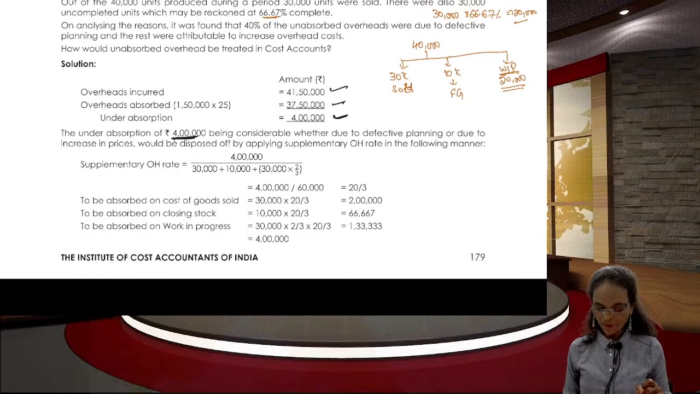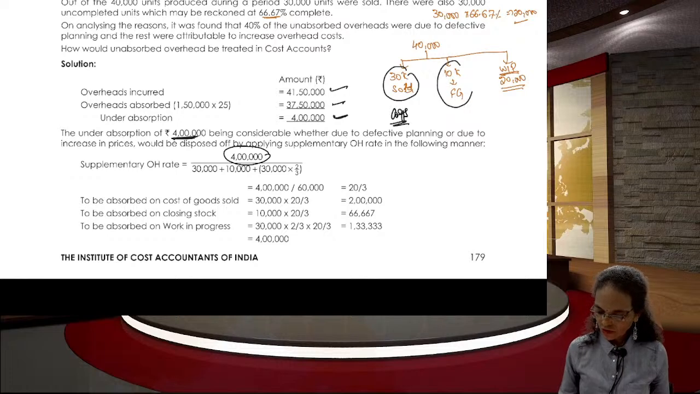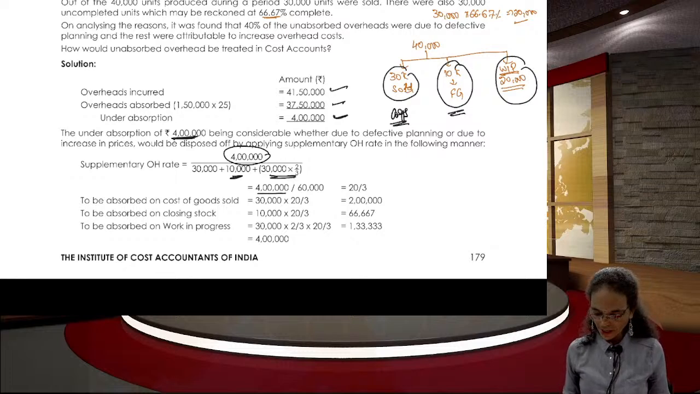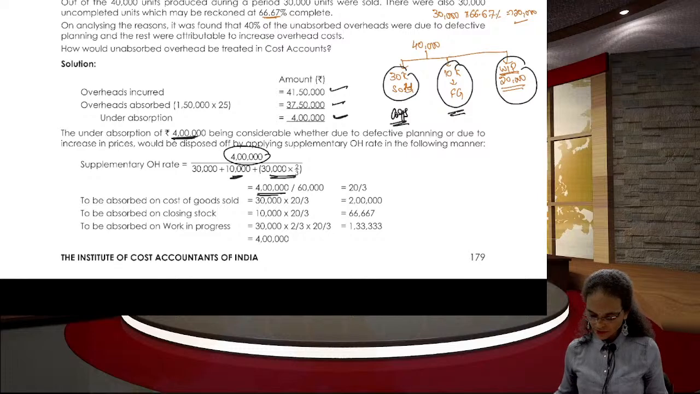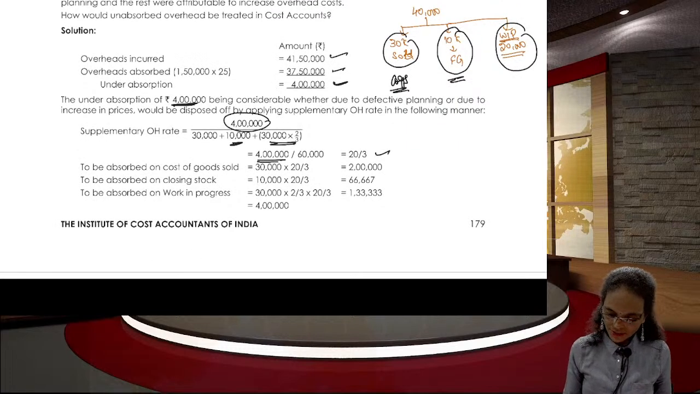So use the supplementary recovery rate. 30,000 units you sold, that is the cost of goods sold. 10,000 units you have in the finished stock, and 20,000 equivalent units in work in progress. So how much are you getting? 40,000 divided by 60,000 is nothing but 0.67, that is the value. Now how to apportion this?